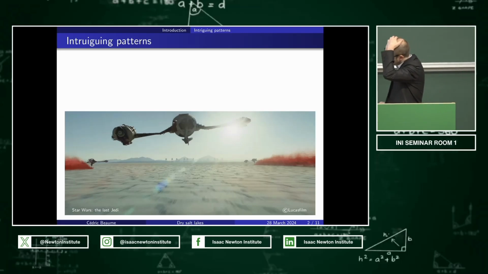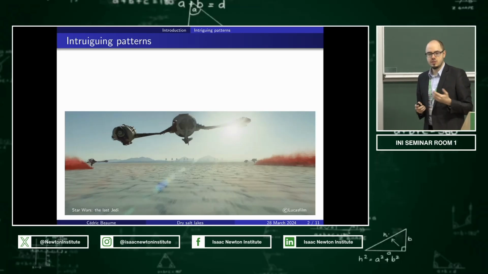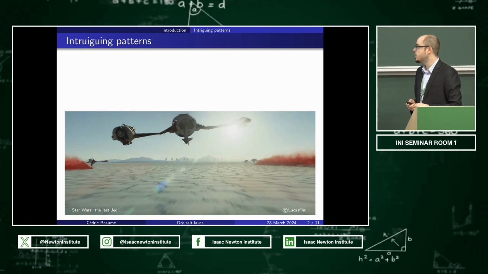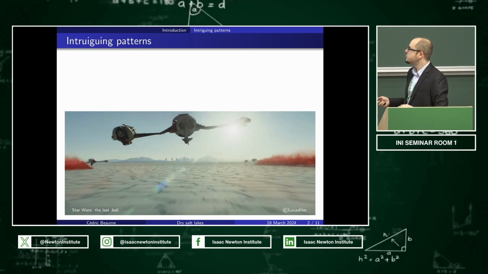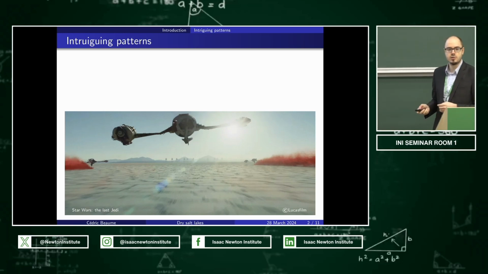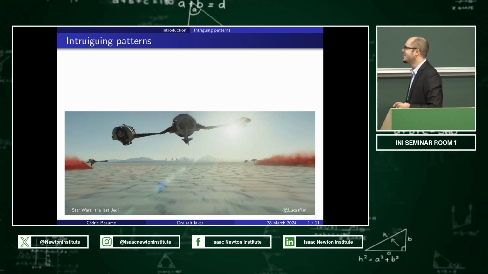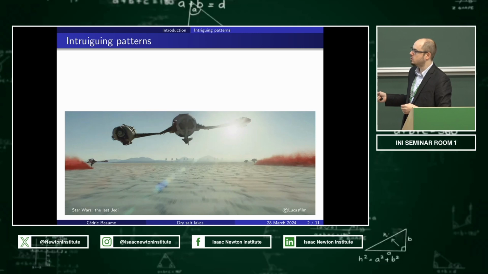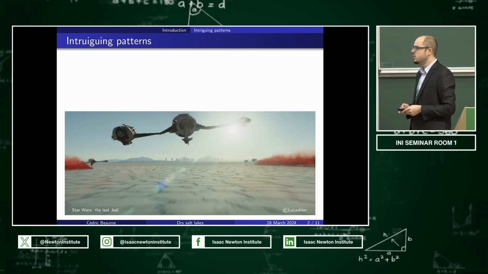So to start with, I'm imagining that most of you have seen this picture somewhere. It's taken from the movie Star Wars: The Last Jedi, and it shows a landscape typical of planet Crait, an imaginary planet, for those of you who haven't watched the movie, which is pretty attractive in the sense that it's tiled by these polygons. It's a very recognizable thing.